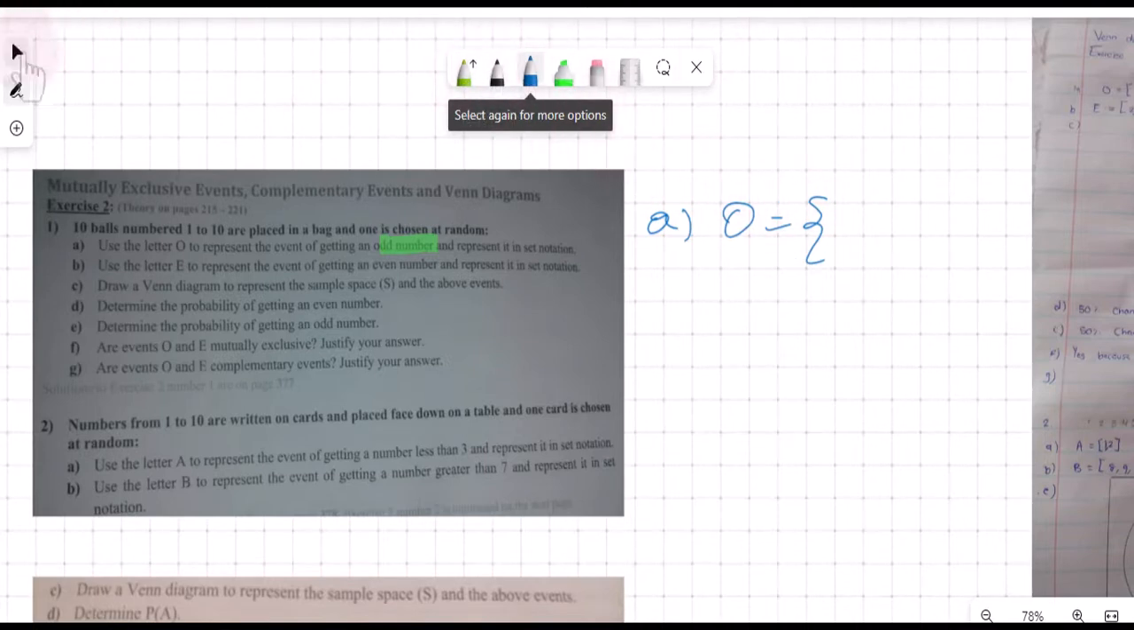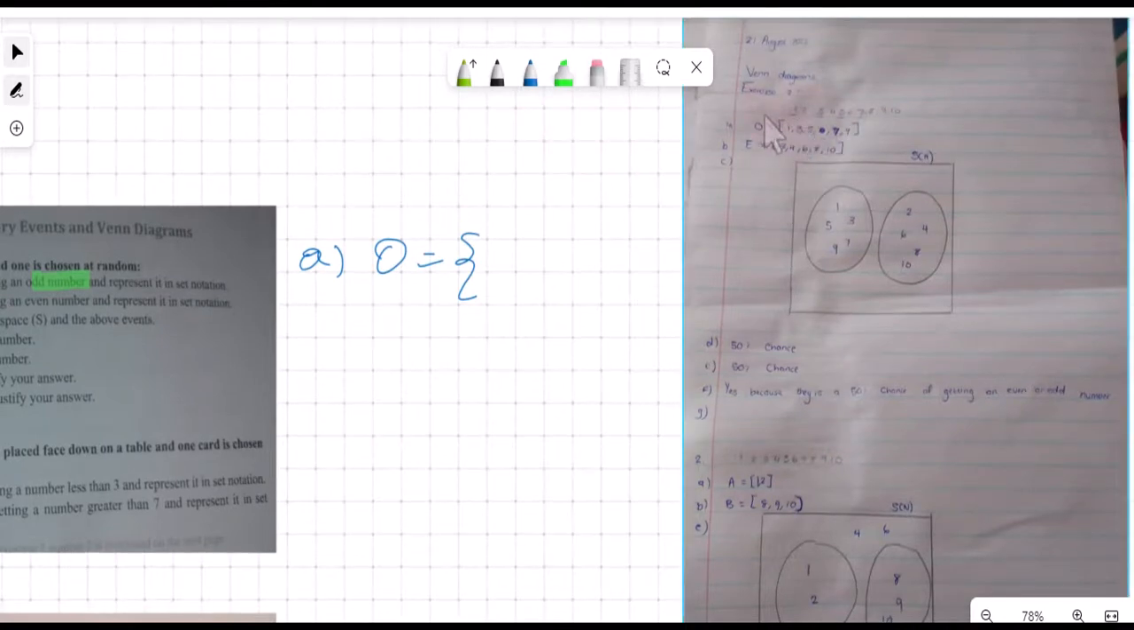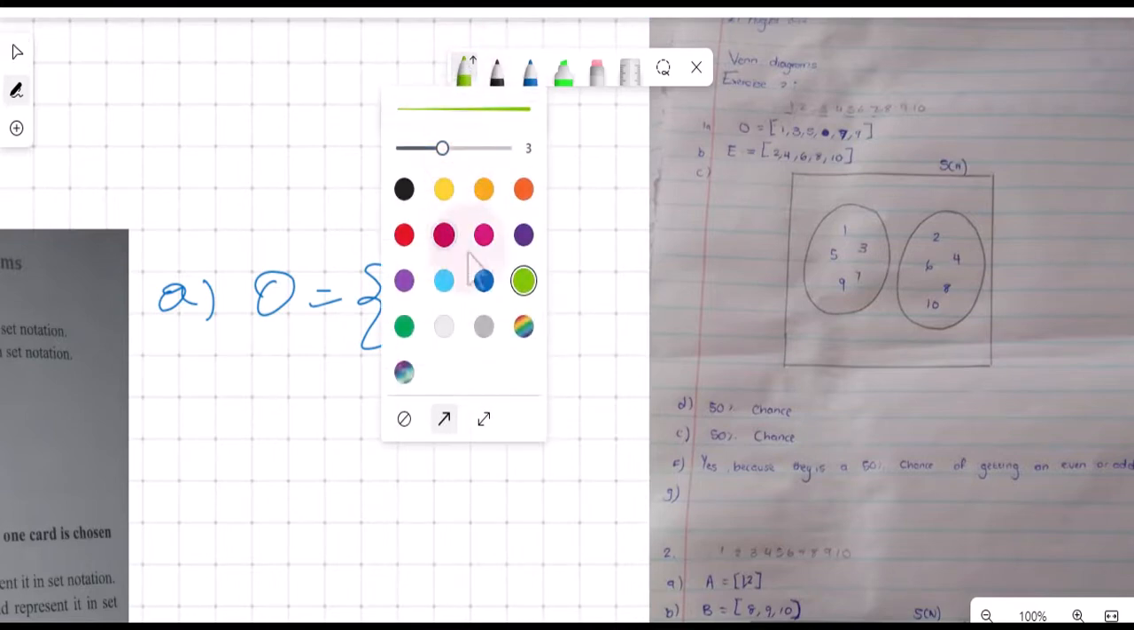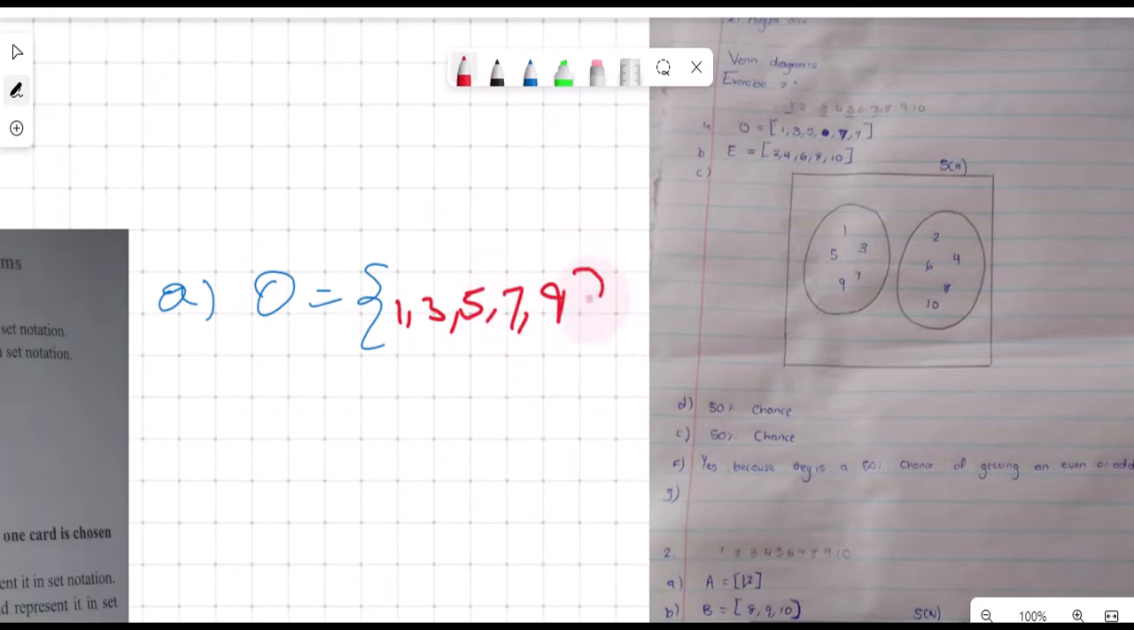Okay, let's check there. What did you write? 1, 3. I can see here. It's 1, 3, 5, 7, 9. That's correct. 1, 3, 5, 7, 9. Then we close the bracket. Then this is 1 mark. It's correct.